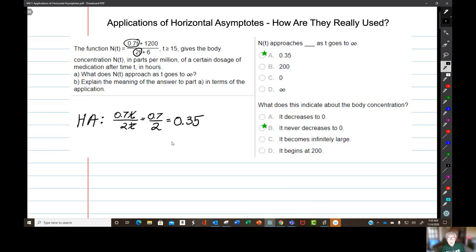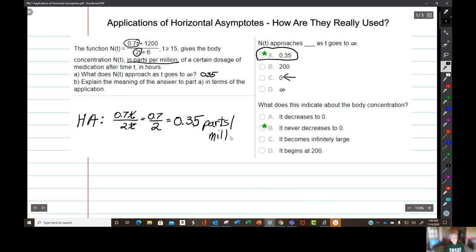Well, I was going to say it approaches zero, but no, it doesn't. It approaches 0.35, which is the answer right here. I would have said this just from looking at the graph, and I would have been wrong. So this approaches 0.35 parts per million. I know that because that's what it says right here. N of t, n parts per million. Okay, so 0.35 parts per million.